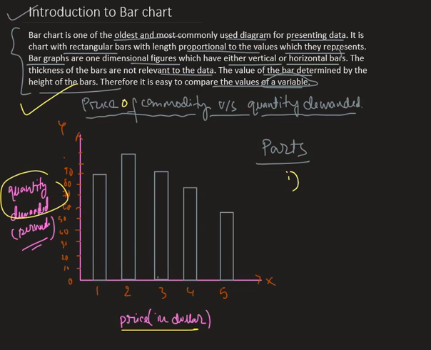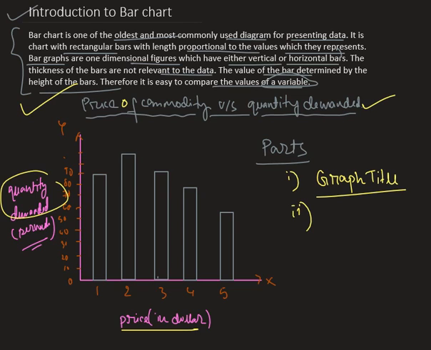Now the first part of a bar graph is the graph title. The graph title gives an overview of the information being presented in the graph, and the title is given at the top of the graph. That is, this is the graph title of this bar chart.